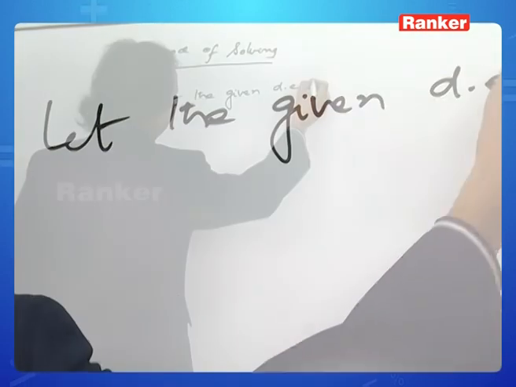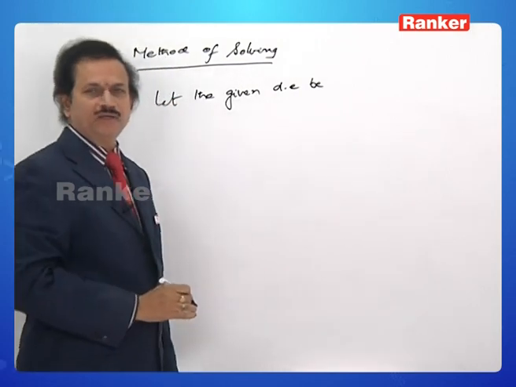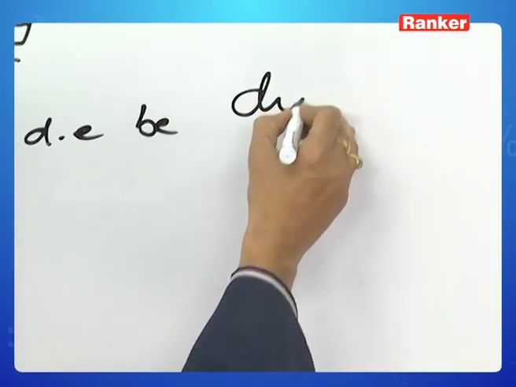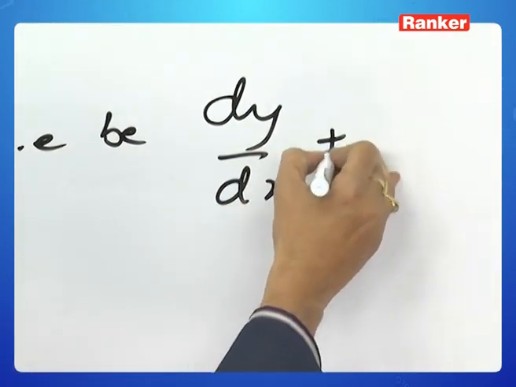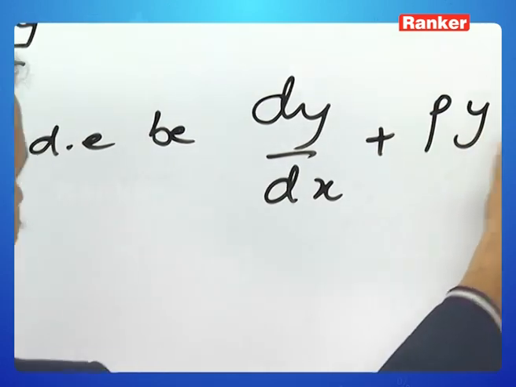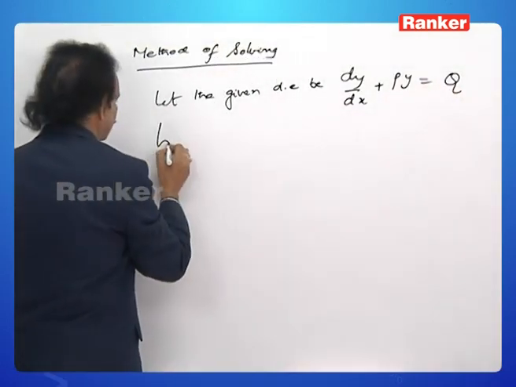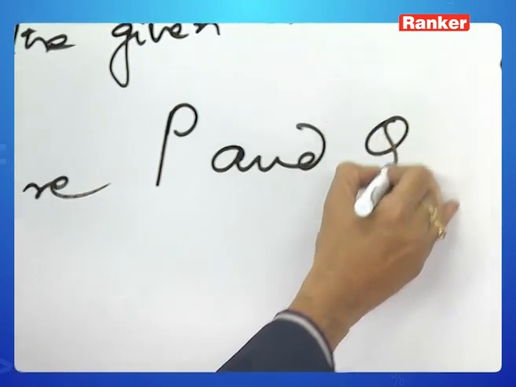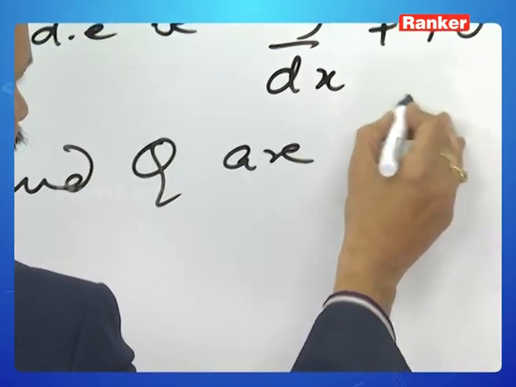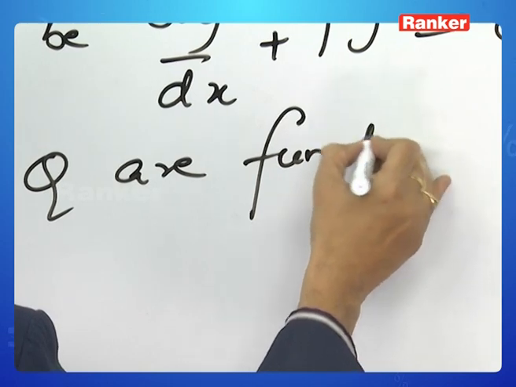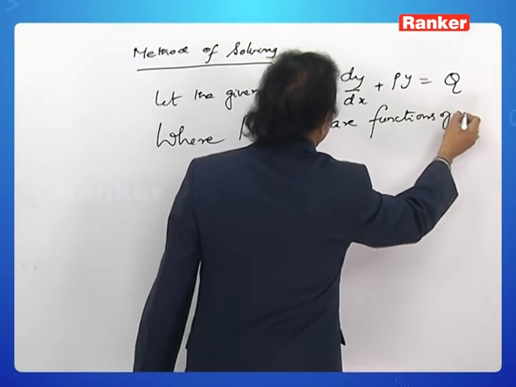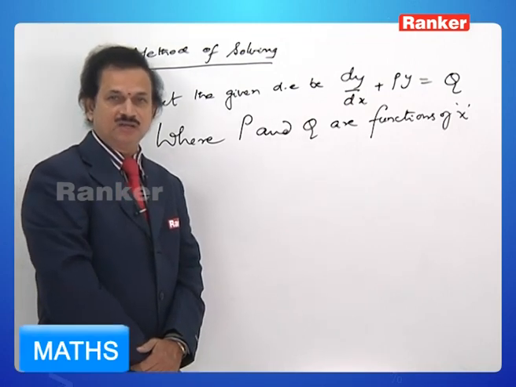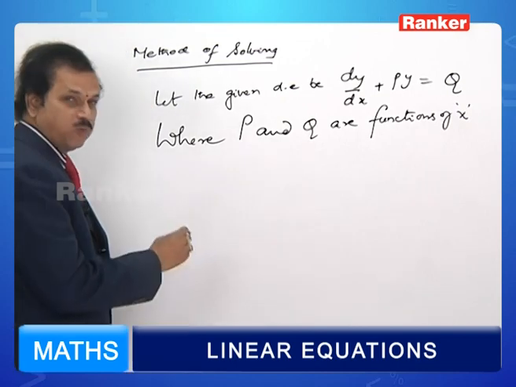Let the given DE, by DE I mean the differential equation, be dy by dx plus Py is equal to Q, where P and Q are functions of x. That is functions of x only. No question of getting any y in P and Q. Yes, this is the given equation.